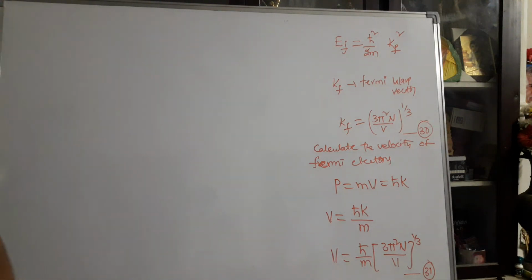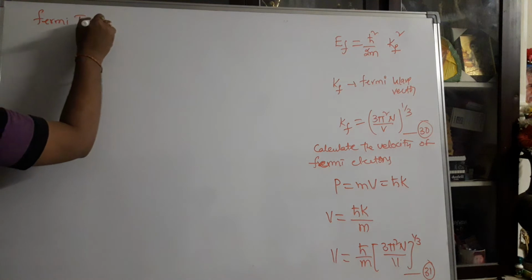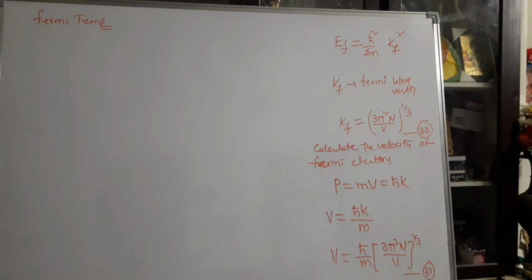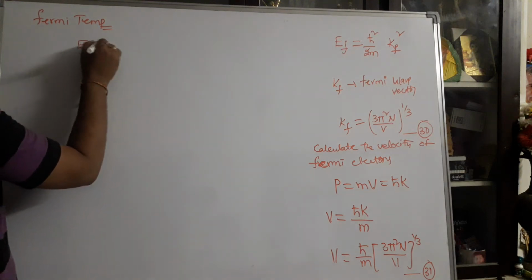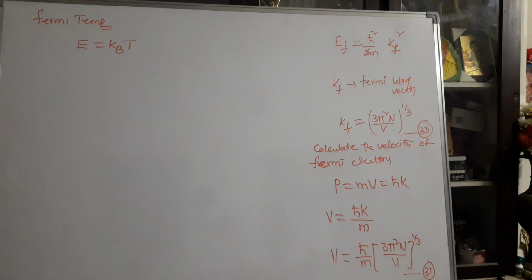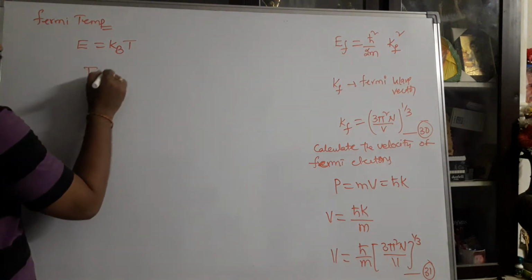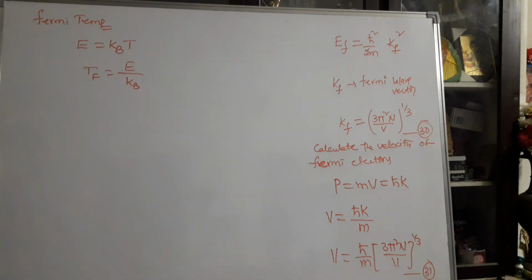On that point of view, you can calculate the Fermi temperature. According to the Fermi energy level, energy E is equal to the Boltzmann constant into T, k_B T. From this equation, you can calculate the Fermi temperature. So Fermi temperature T_F is equal to E by k_B. So you can calculate the E value and substitute in this equation.